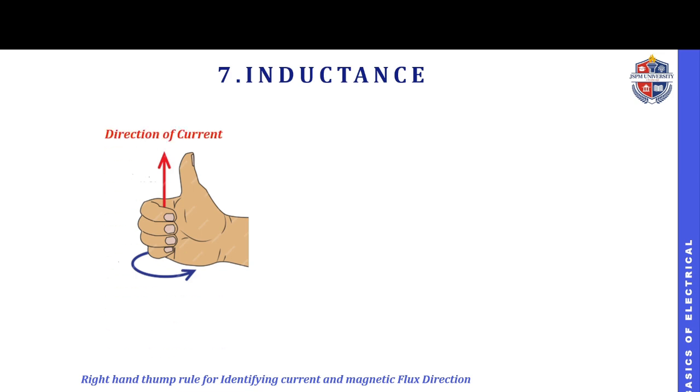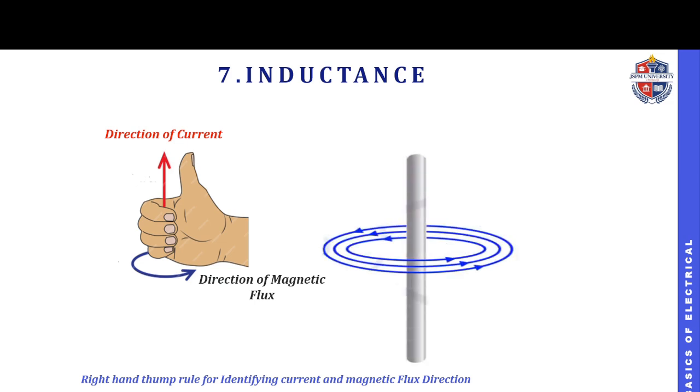When the current is flowing in this direction, perpendicular to the thumb finger, the magnetic flux will be produced in the direction the remaining four fingers curl. For example, this is the conductor and the current is flowing through it in this direction. Now the magnetic flux direction is anti-clockwise.